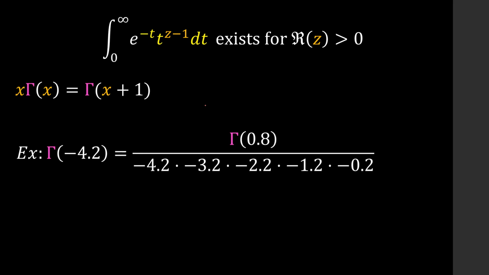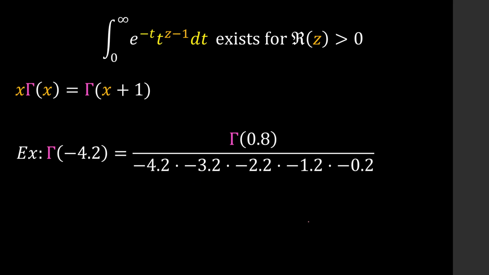For example, if I take minus 4.2, because we didn't have negative reals before, well, I basically use this identity repeatedly to end up having it as gamma of 0.8 over minus 4.2 times minus 3.2 times minus 2.2 times minus 1.2 times minus 0.2. So you see I've just gone up by 1 every time and multiplied them. And then when I go up one final time so that finally the real part is bigger than 0, I get 0.8. And then I evaluate the gamma function there because I can do it with an integral. And I divide by all of this.